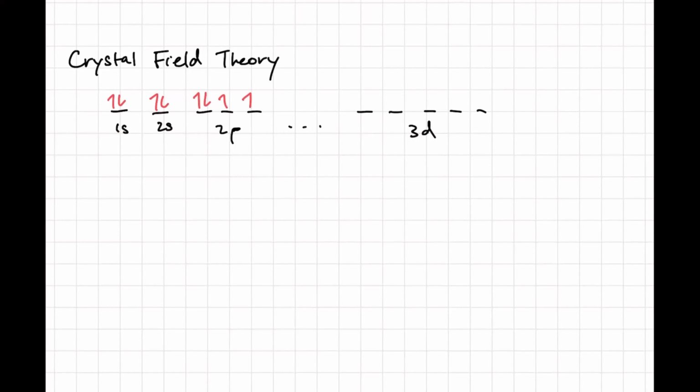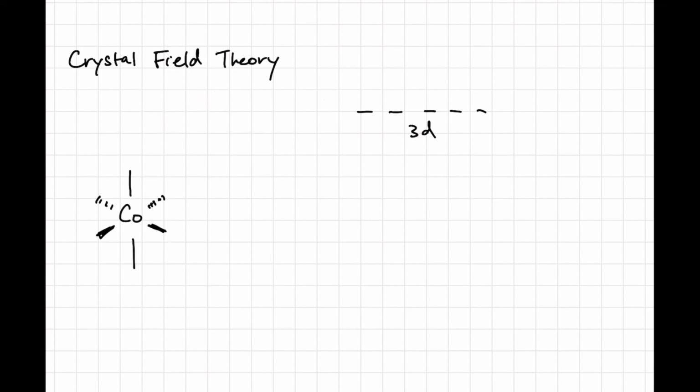Crystal field theory says, wait a minute, those orbitals are not actually degenerate, meaning same energy. Some of these orbitals are higher energy than others. And we can use our complex here to talk about it. But first, you should try to recall the d orbitals.